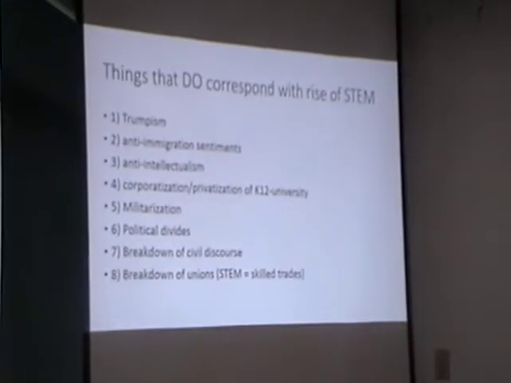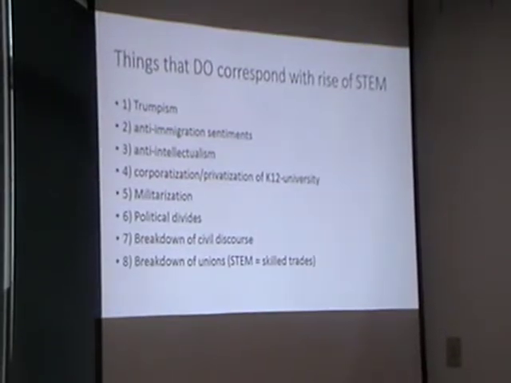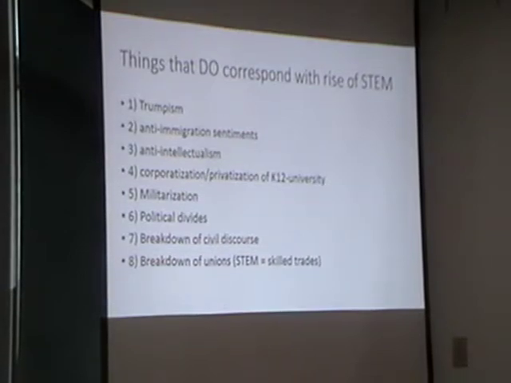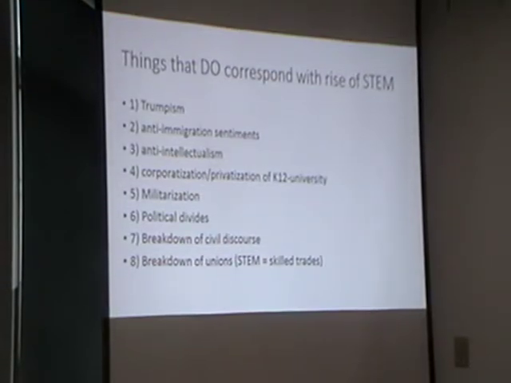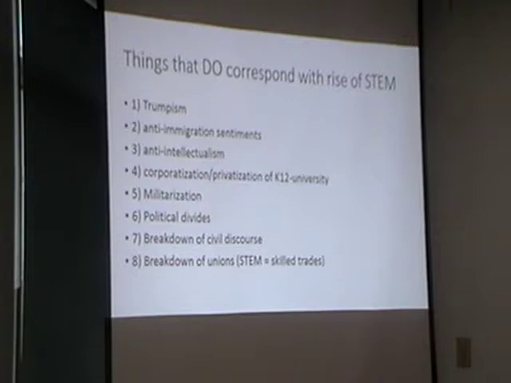But here's the more critical and nasty part, things I want to explore. Here are some things that do correspond with the rise of STEM: Trumpism, anti-immigrant sentiments, which we'll get to in a minute. When people talk about low American math scores, they are very often talking about a particular group of American math scores, right? They're not talking about all American math scores. What is concerning some of the politicians and the marketers is how particular groups of Americans are doing in math.